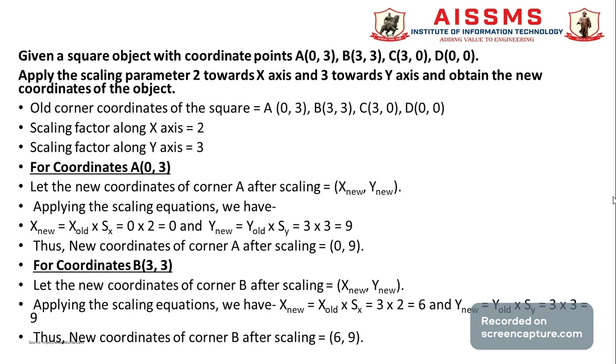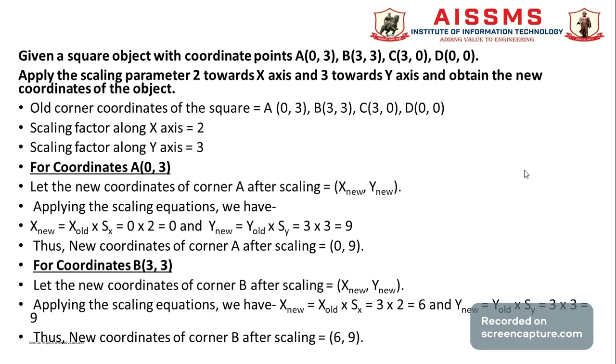So we will find the solution to this coordinate problem by applying the scaling transformation. Now we will solve it. Here we have all the corner coordinates of the square: A is (0, 3), B is (3, 3) and so on. We have a scaling factor along the x-axis, that is 2, and along the y-axis, that is 3. Now we will calculate the new coordinates of A, B, C and D respectively.